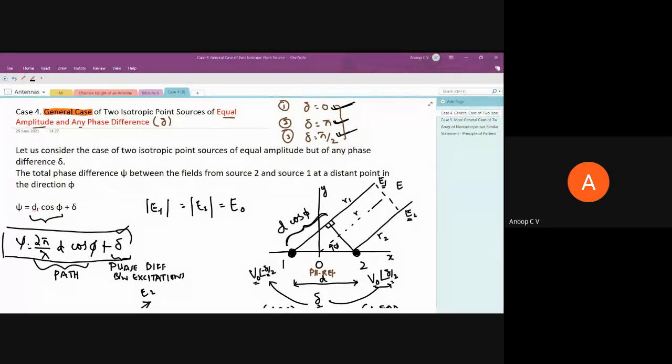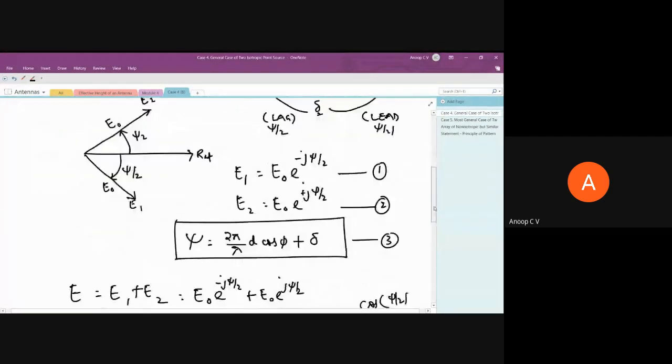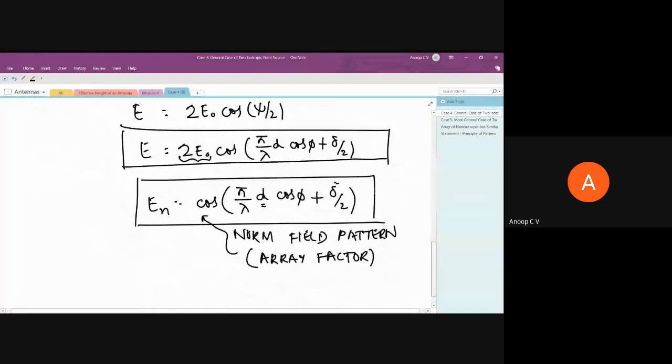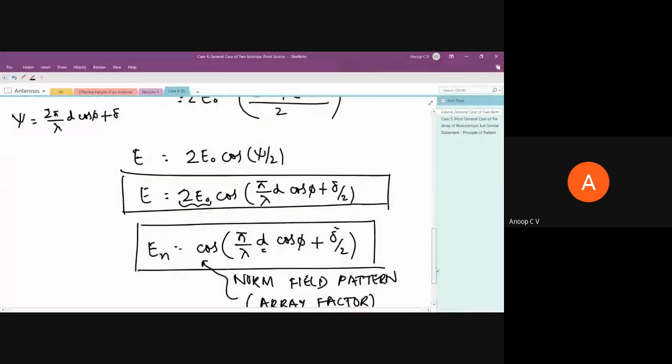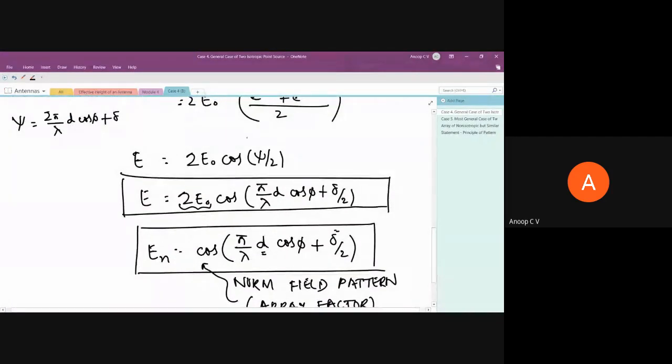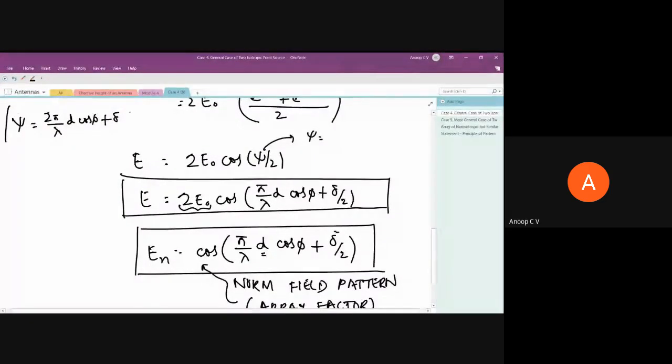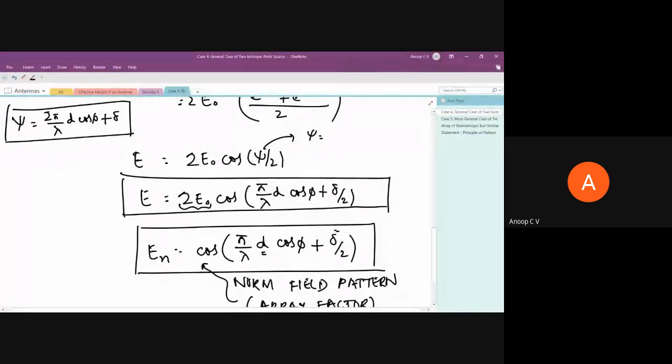Okay, so now that was case 4. Again, we can write cos of pi by lambda d cos phi, or E naught cos psi by 2. What you have to keep in mind is that psi is 2 pi by lambda times d cos phi plus delta. The first term was due to the path difference d cos phi, and the second term was due to the initial phase offset between excitations. So that is case 4.